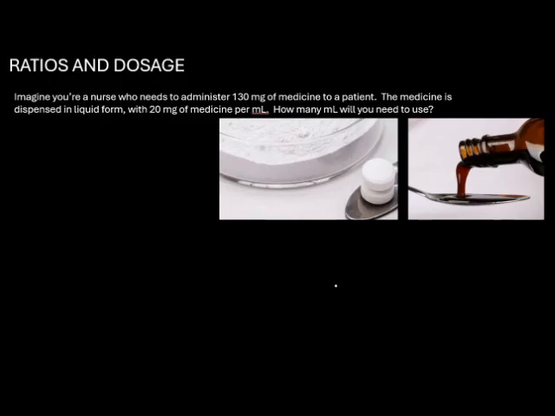Here we'll do another real-world example involving medicine. The question says to imagine you're a nurse who needs to administer 130 milligrams of medicine to a patient. The medicine is dispensed in liquid form with 20 milligrams of medicine per milliliter. How many milliliters will you need to use?